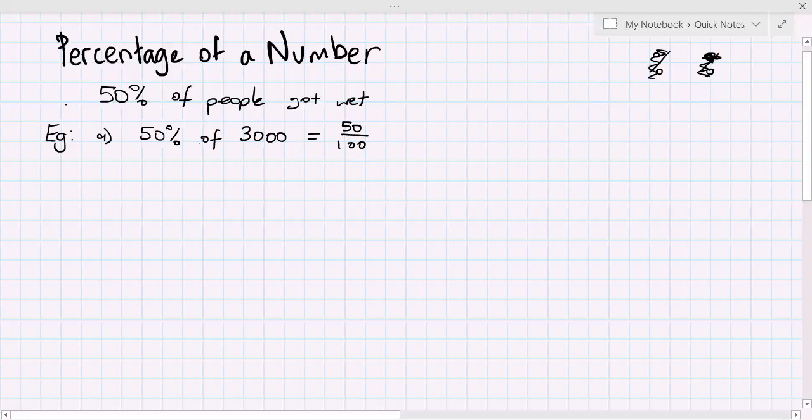So 50%, and what is of in maths? It is times 3,000. That's how many people went to the concert. Now, you know that means half. You can work out half of 3,000 in your head, and you can get 1,500 people. But if it was something trickier, you can put 50 over 100 times 3,000 on your calculator.